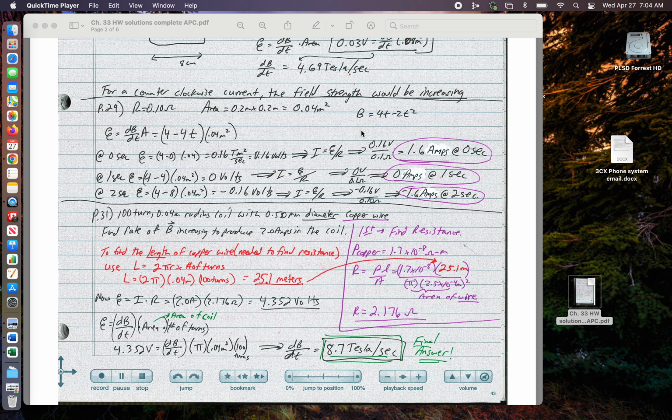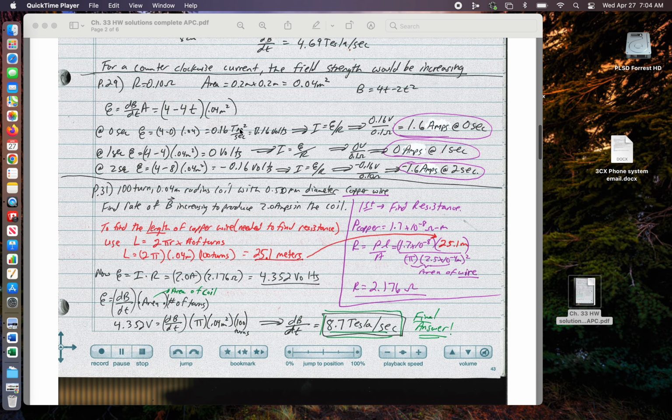If it gave us that the field strength is this, the derivative of that with respect to time would give us this, and that gives me the EMF at those different times when I plug in the specific time values. And so I get 1.6 amps at 0 seconds, 0 amps at 1 second, negative 1.6 amps at 2 seconds, when I take whatever voltage I get here and divide it by the resistance. So I like that. A little bit of calculus, but not too bad.